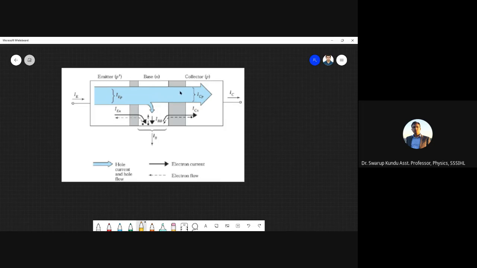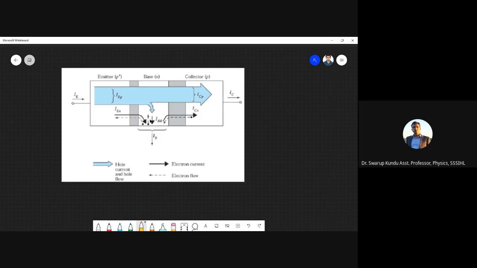Okay, and then there will be some holes in the base region that will recombine with the electrons present in the base. So we lose some of the holes in the recombination process within the base itself. And then we have a few more current components arising because of this.